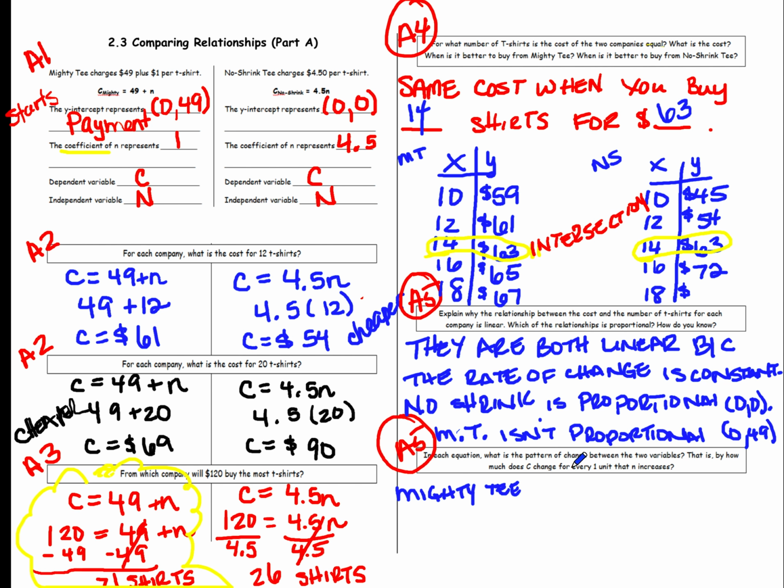All right, Mighty T, when we talk about this company, so we'll put a little equal sign here, as N increases by 1, C increases by a constant amount.